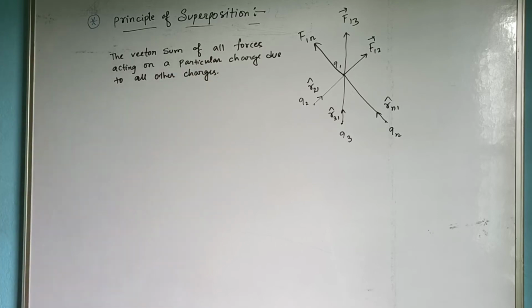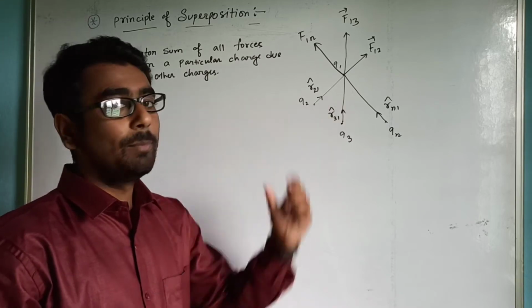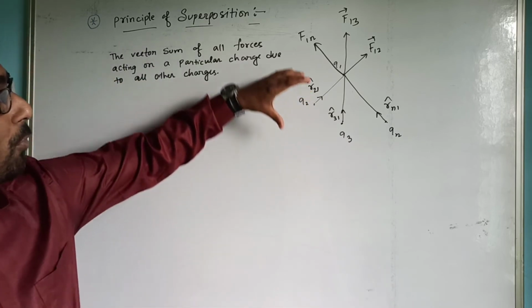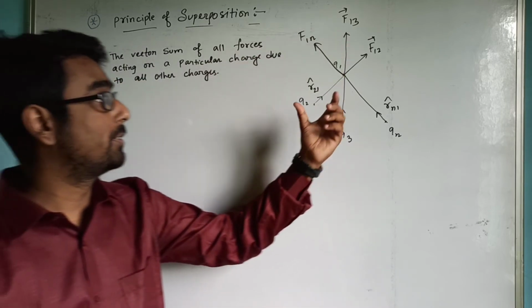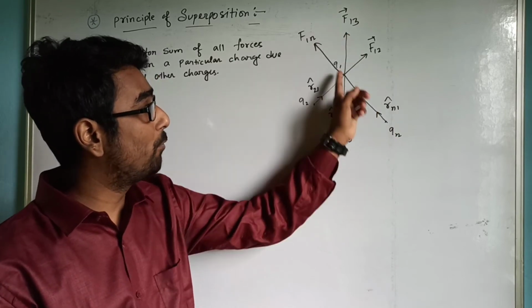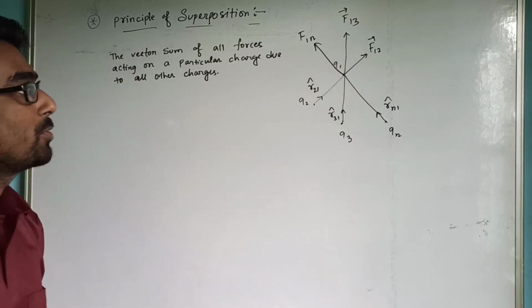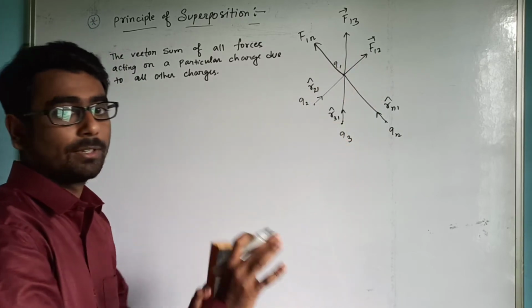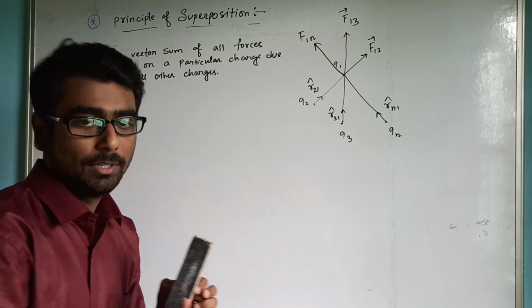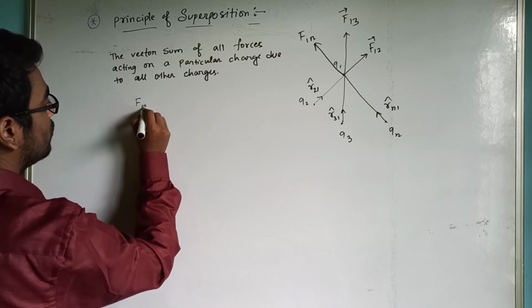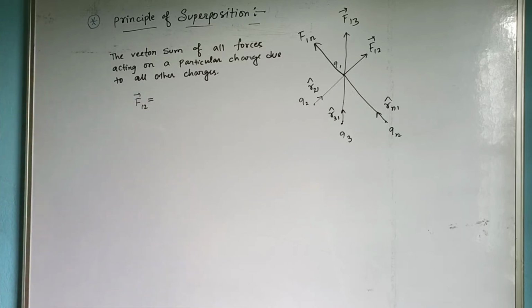So it is the vector sum. In that case, the force between any two charges remains unaffected because of the presence of other charges. That means the force F12 will remain unaffected by the force F13 or any other forces. All the forces are totally discrete; they remain unaffected. In a simple way, what we can write is the expression of force F12.